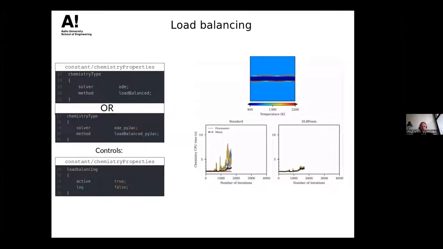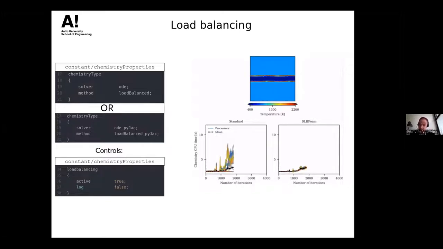And here you have a video of what's happening. You have the reactions taking place in the shear layer. And below, you see how the chemistry CPU time is evolving on different time steps. You see that different processors, these colorful lines represent different processor CPU times. They can be a lot above the mean, or they can be almost negligible. So there is large variation between the load of different processors.